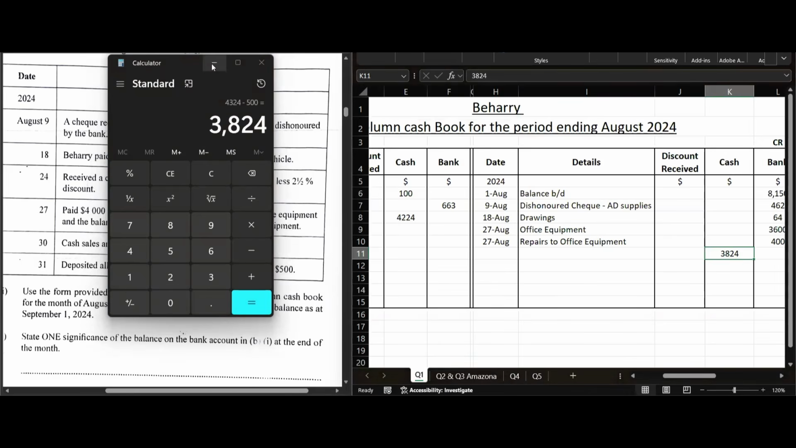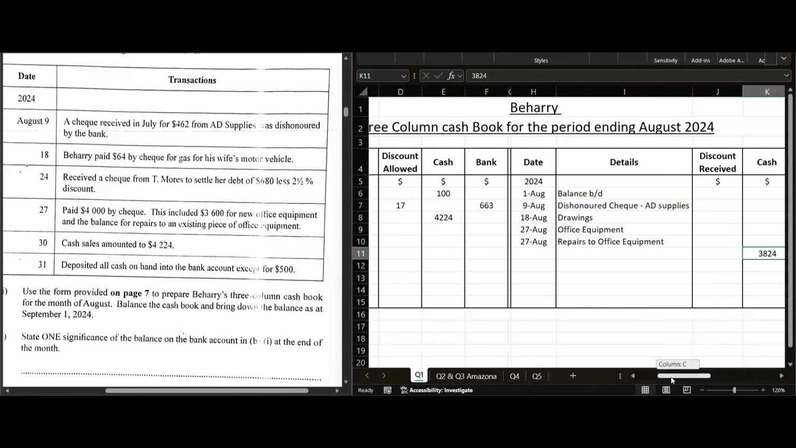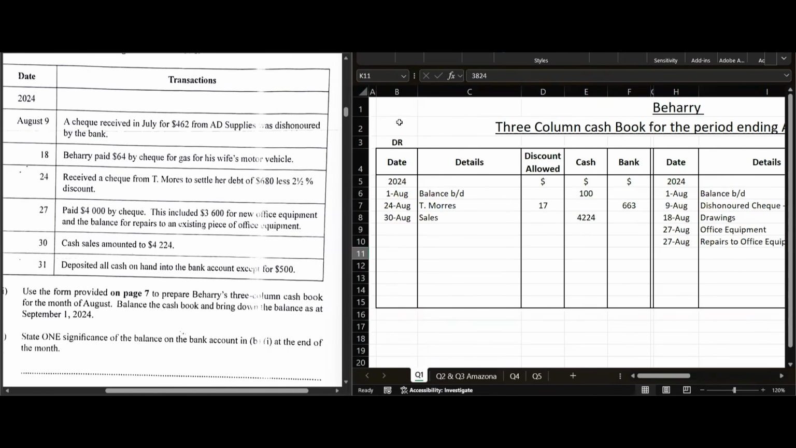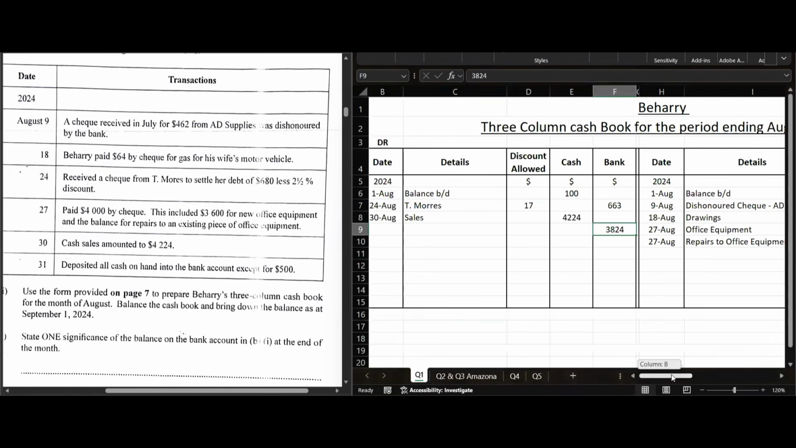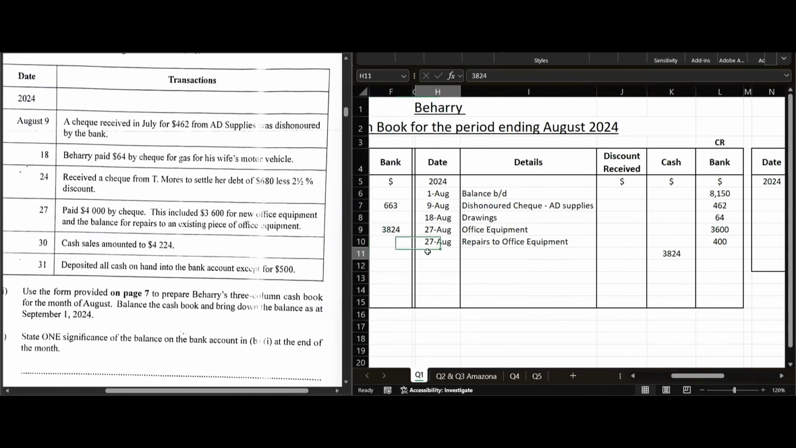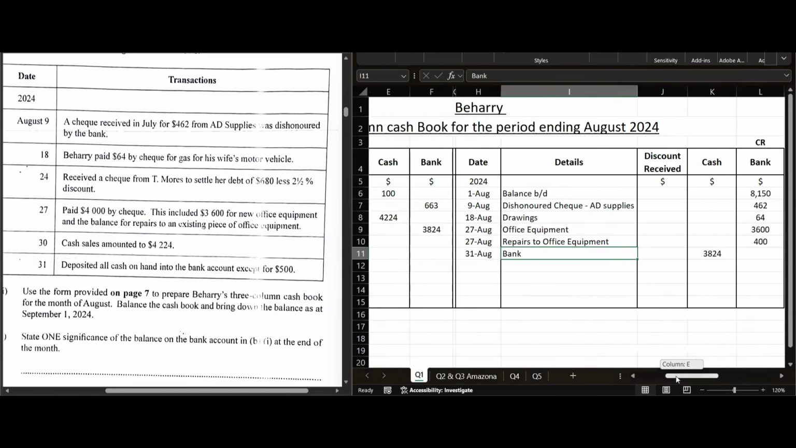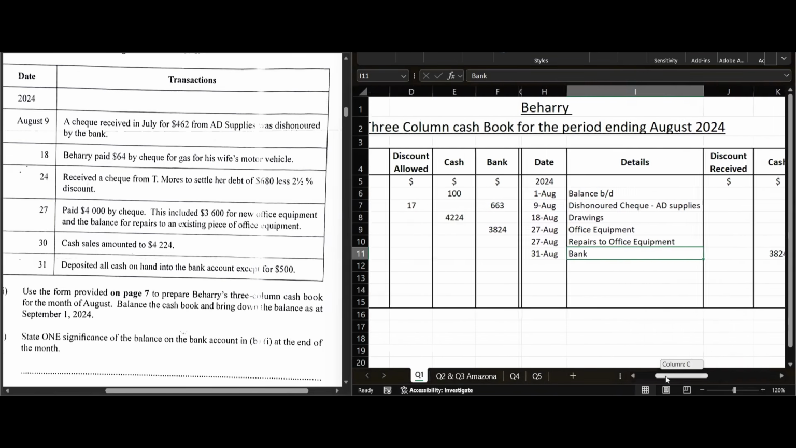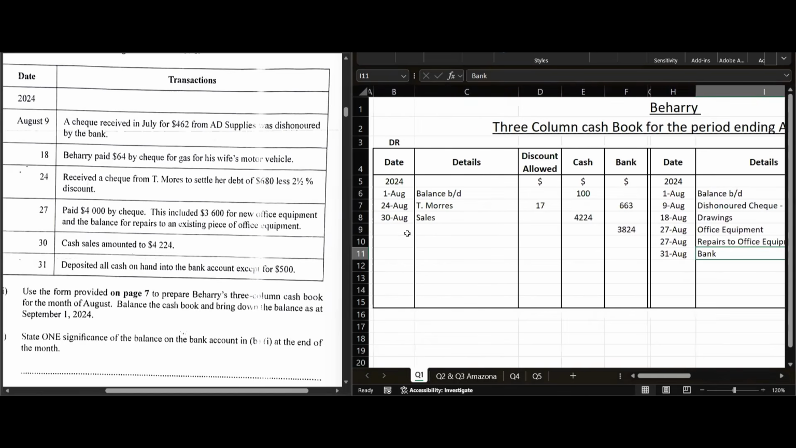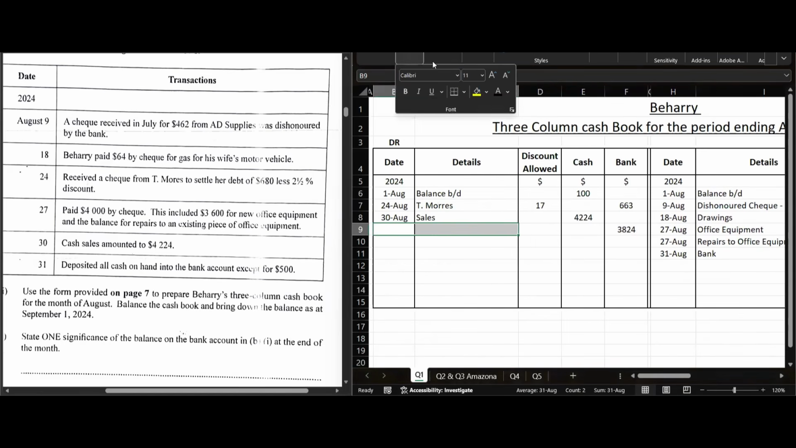I remember that money is actually going into the business bank account. So I'm going to put it as a debit in the bank account immediately. Now I'm going to put my date and my description, guys. August 31st. That money is coming out of my cash but going into my bank account. There we go. Good. And that money that is coming into my bank is coming from my cash account.